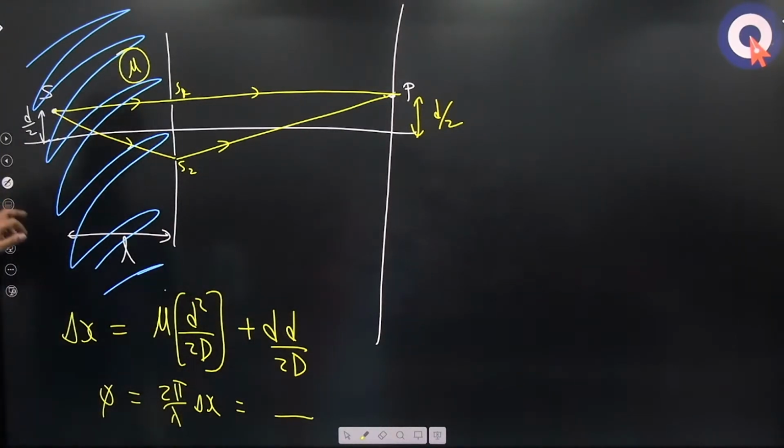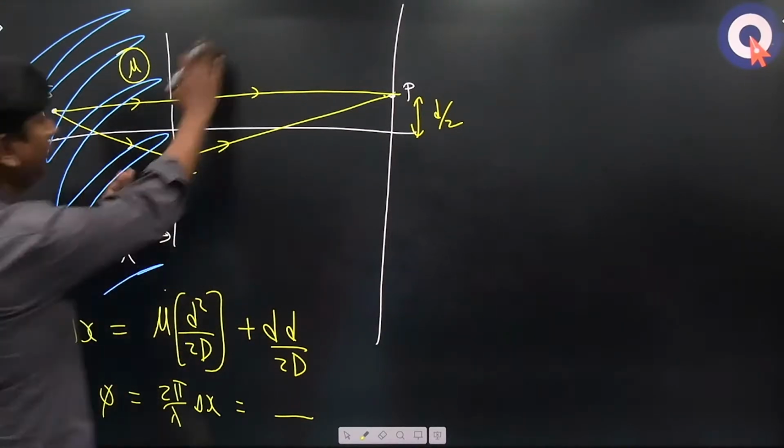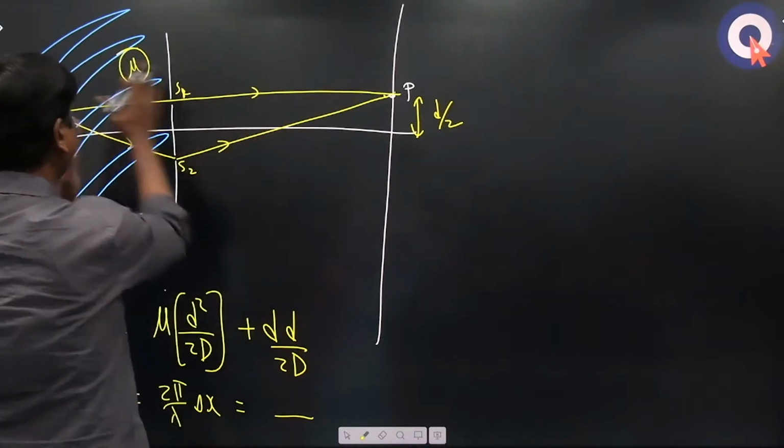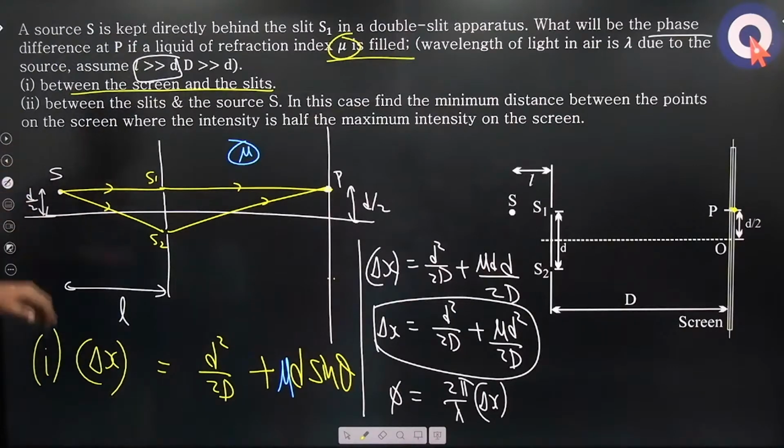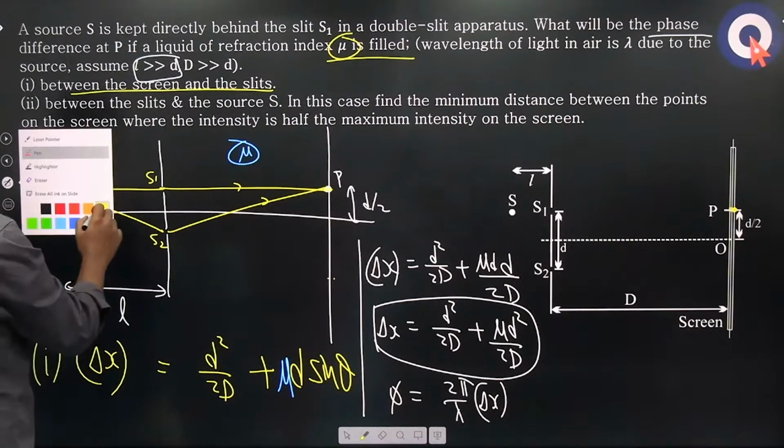Let us see that. Okay, hope this is clear. So the first time you are adding mu here, the second time you are adding mu here. The first time this was filled with a liquid, the second time this is filled with a liquid. Okay, right. And in the second bit, they are also asking something else.